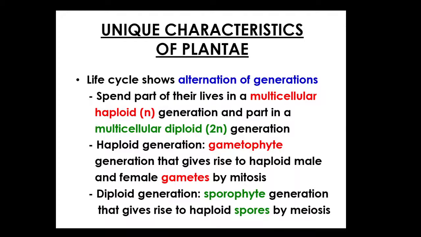In the haploid generation, you have the gametophyte generation, so plants that produce gametes. That gives rise to haploid male and female gametes by mitosis. In the diploid generation, on the other hand, you will have the sporophyte generation, so plants that produce spores, giving rise to haploid spores by meiosis.